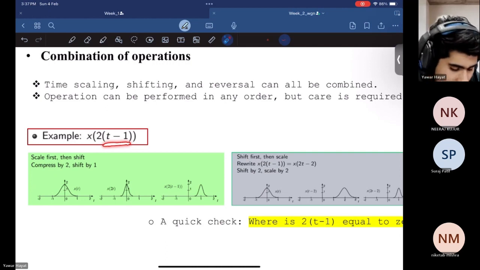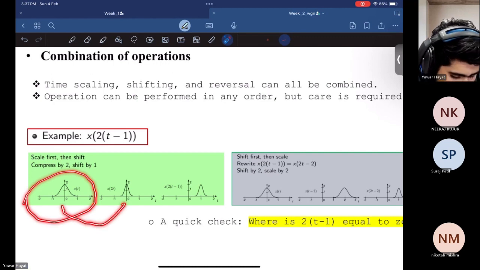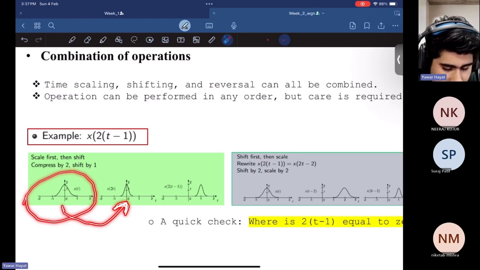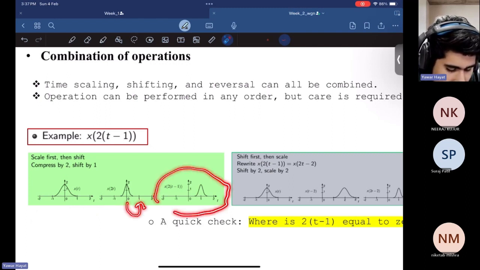So right shift. Yeah, it would be a right shift. So let's perform the scaling operation first and then shift it. If we scale it, I hope this is clear, right? This would be x of 2t. And then if we shift this signal by 1 unit to the right, you would obtain this signal.